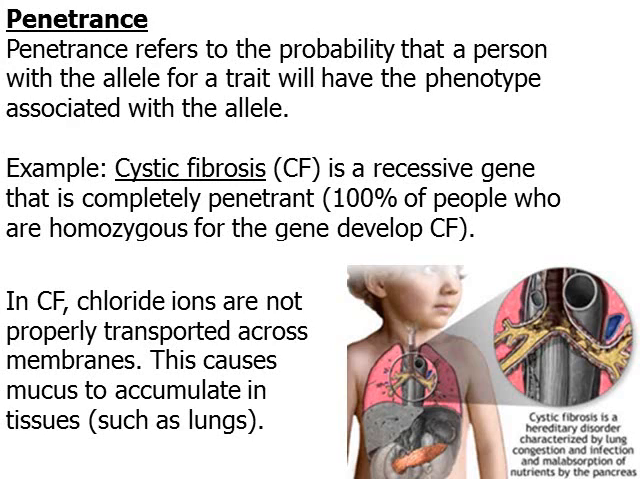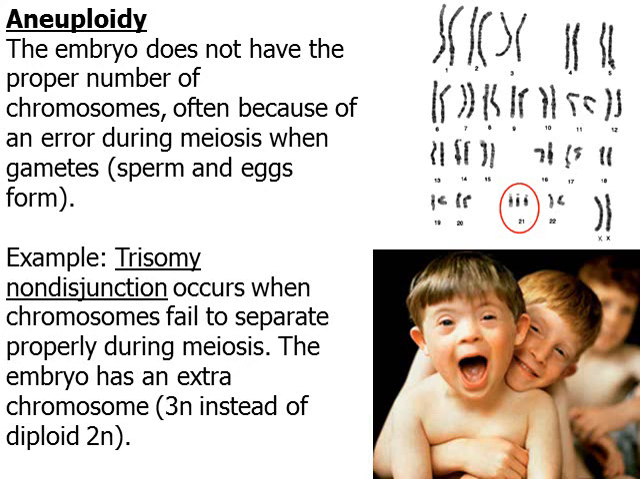In the case of cystic fibrosis, 100% penetrant. Chloride ions are not transported across our membranes efficiently, and then mucus starts to accumulate in many of the tissues. And one of the problem areas is the lungs, and so they're going to have frequent respiratory infections. However, the medical treatment for this disorder has really improved recently.